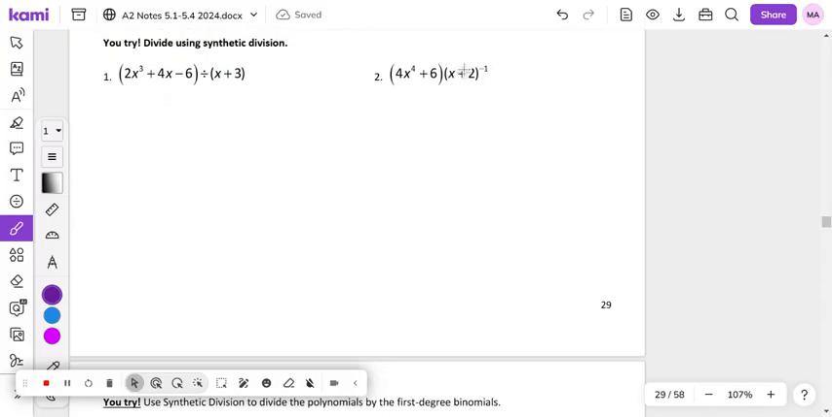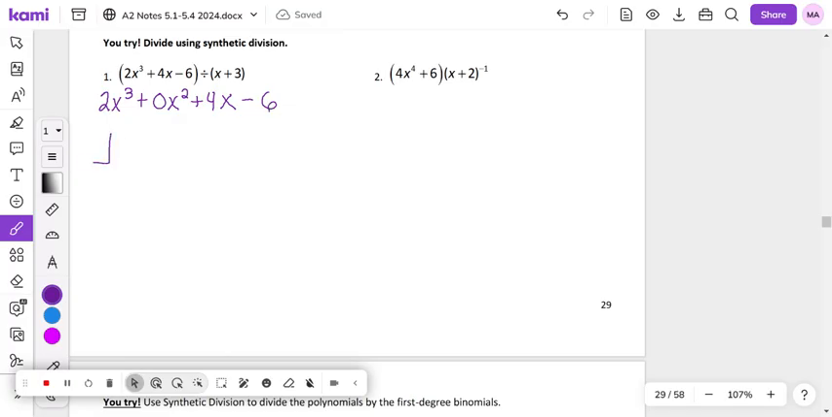So notice this one, it says times (x + 2) to the negative 1. That's another way to show division. So let's go through our steps. Let's write these in decreasing order. So we would have 2x cubed plus 0x squared plus 4x minus 6.